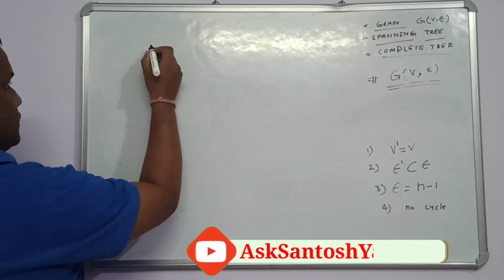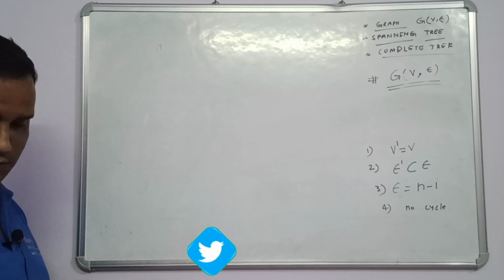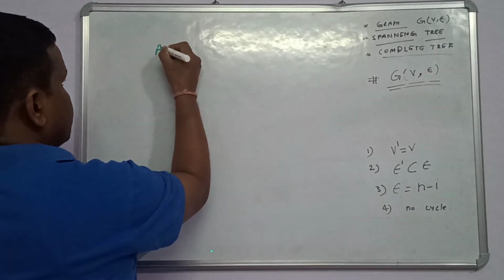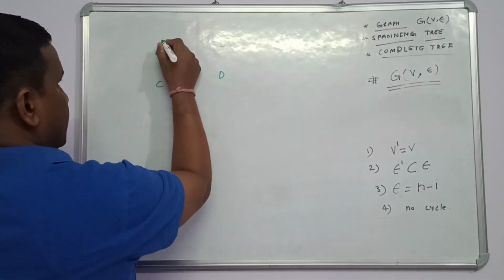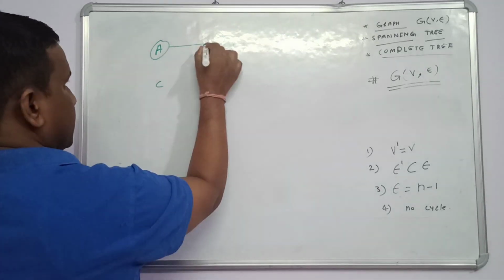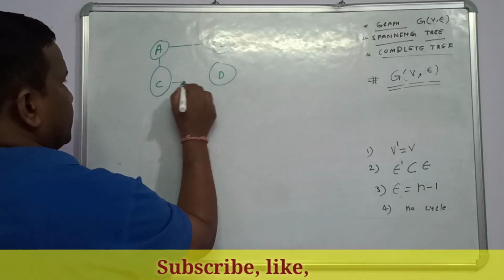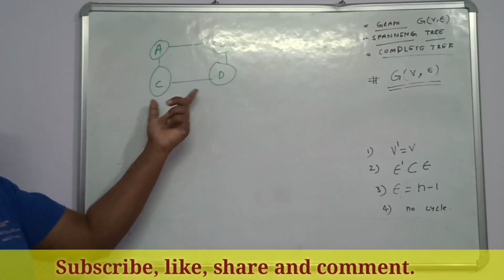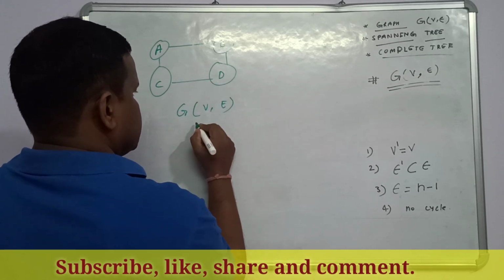graph. What does it mean, graph? There will be some vertices. Okay, vertices means nodes. Let's suppose we have one graph A B C D. Okay, it has 4 vertices and there are some edges to its graph. Okay, that means graph is a combination of vertices and edges.